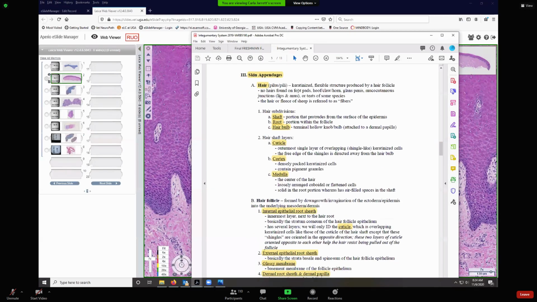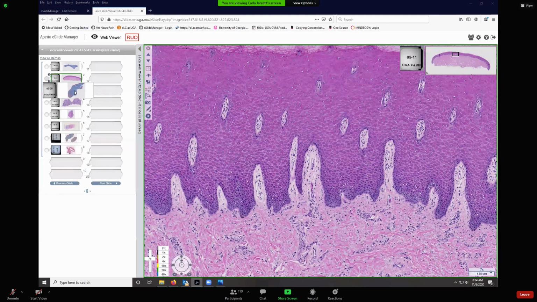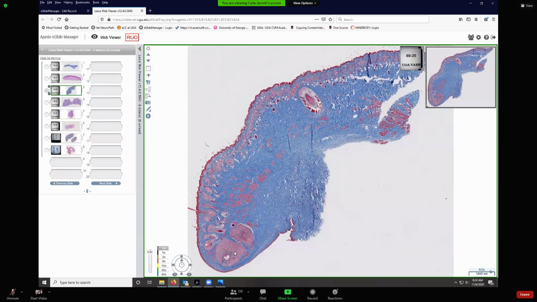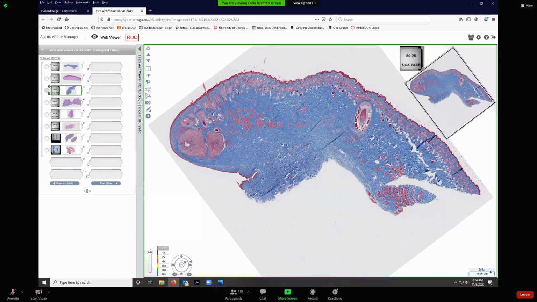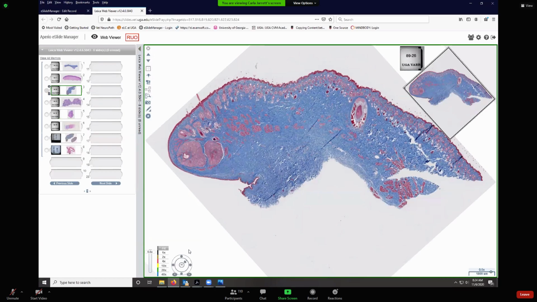Now, moving on to skin appendages, we've got the hairs to look at. So I'm going to switch over here to the palpebra. This is the palpebra of the eye. And I'm going to take a breath and a swig of hot tea.